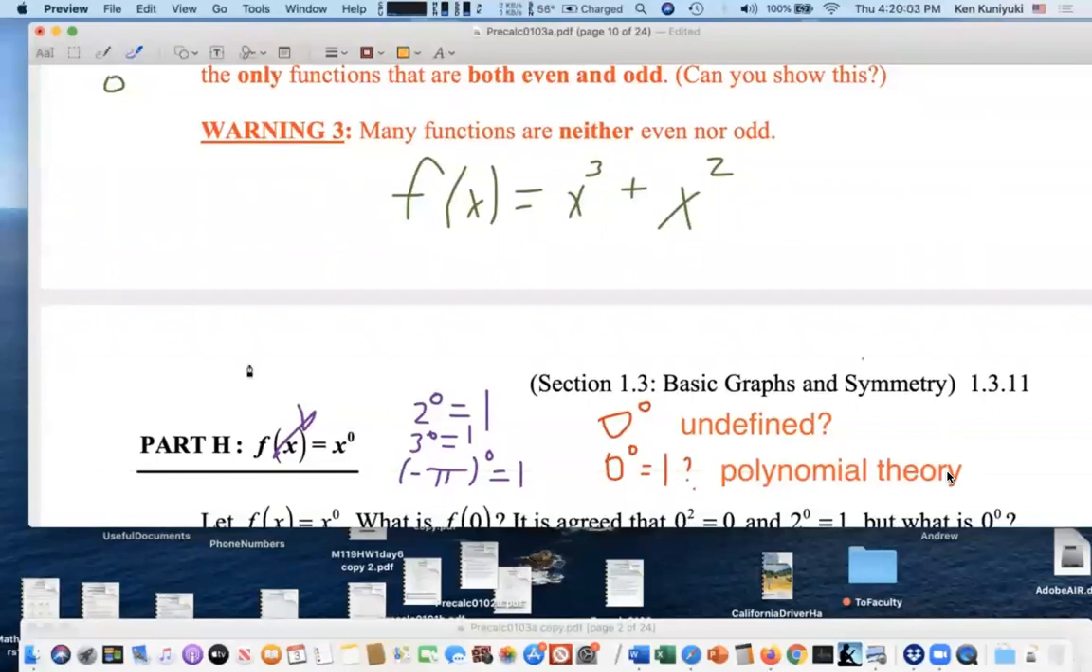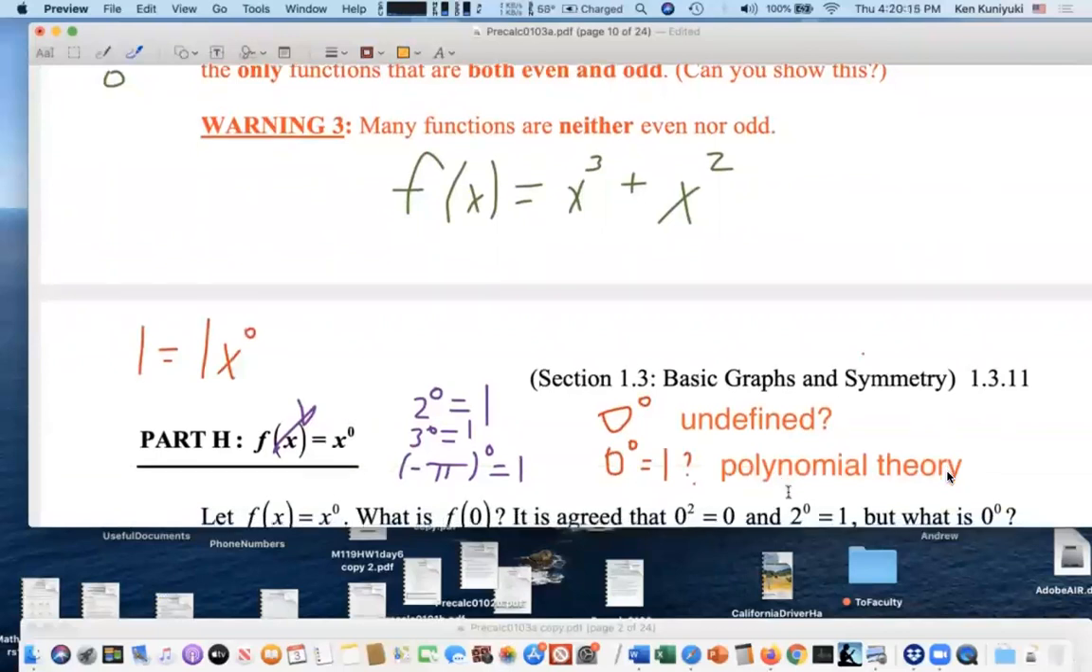So for example, if I'm talking about polynomial theory, I might refer to 1 as 1x to the 0, where x to the 0 is simply 1, even in the case where x is 0. So if I'm talking about polynomials, like in chapter 2 especially, then I may adopt this convention. So it kind of depends.